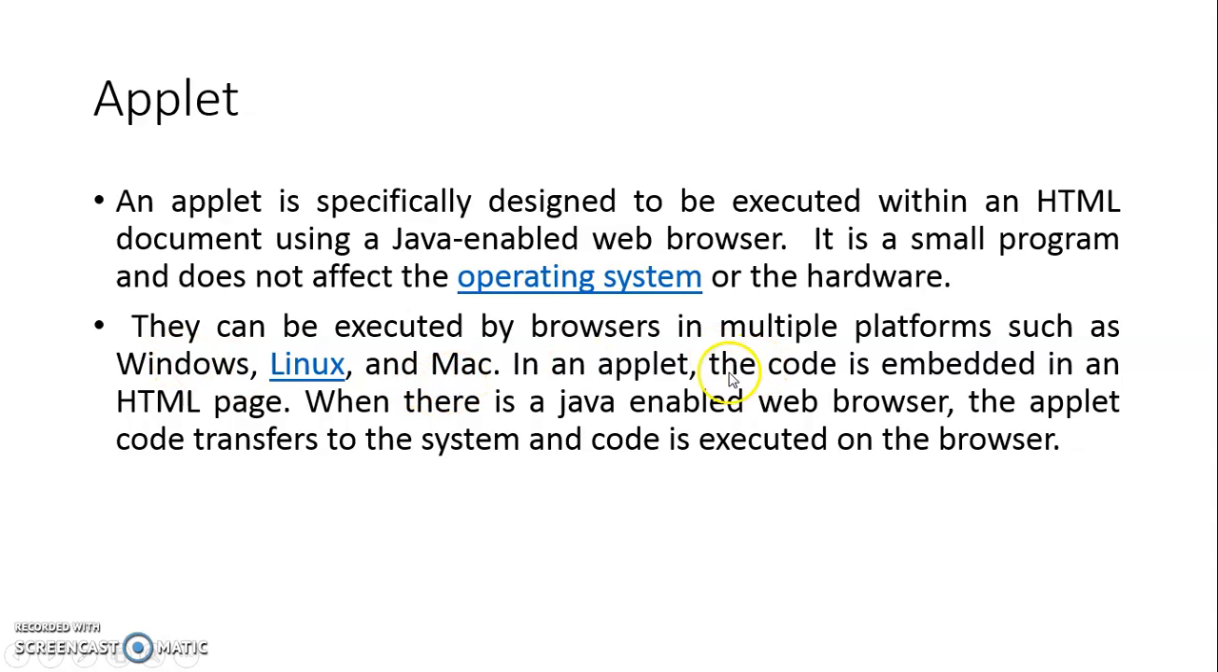In an applet, the code is embedded in an HTML page. When there is a Java-enabled web browser, the applet code transfers to the system and code is executed on the browser. All of you know, only two web browsers, that is Mozilla Firefox and Safari, supports the applet.